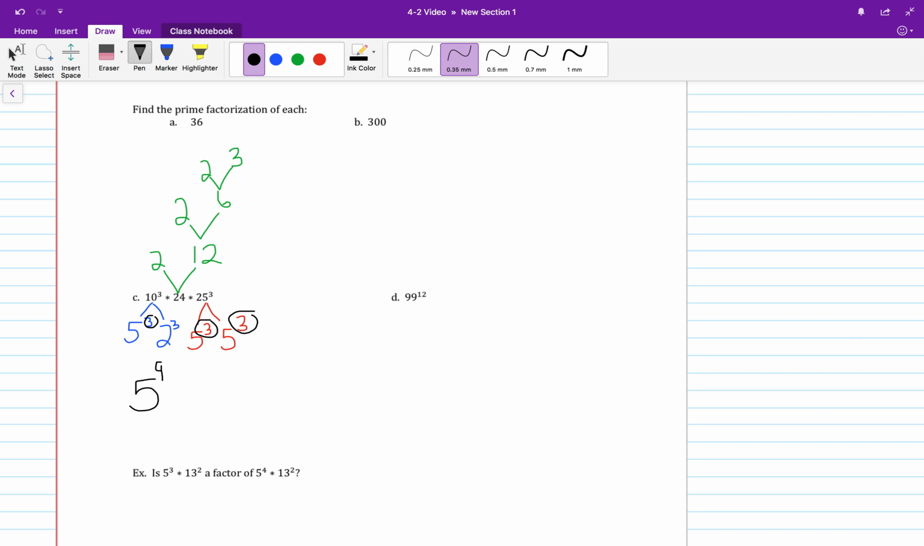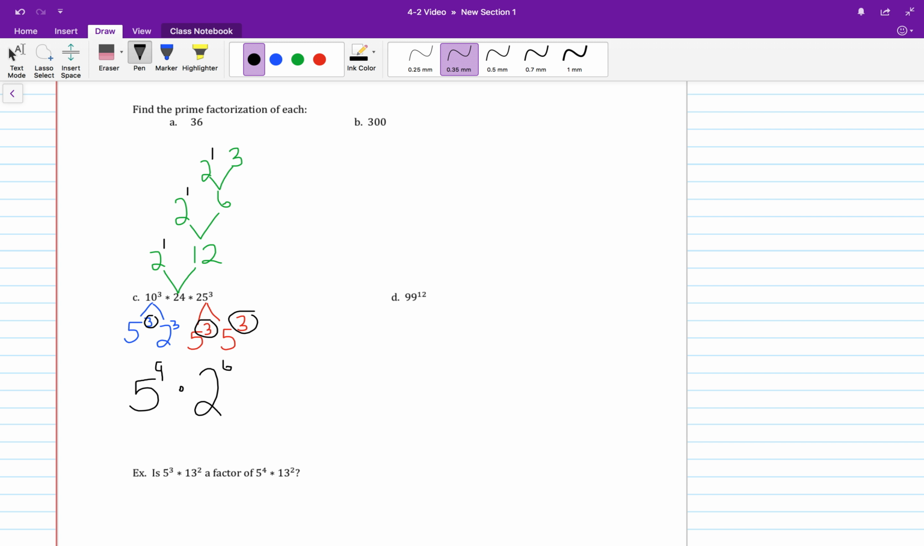Next, I'm going to do my 2's. I've got a 2 cubed, and I've got all these 2's up here from the 24. There's no exponent with them. Remember we said those were invisible ones. So that's a 2 cubed, 2 to the first, 2 to the first, 2 to the first. So 3, 4, 5, 6. So that's going to be times 2 to the 6th.